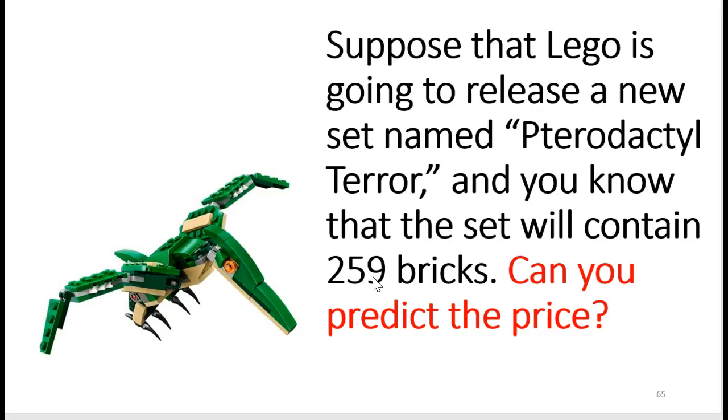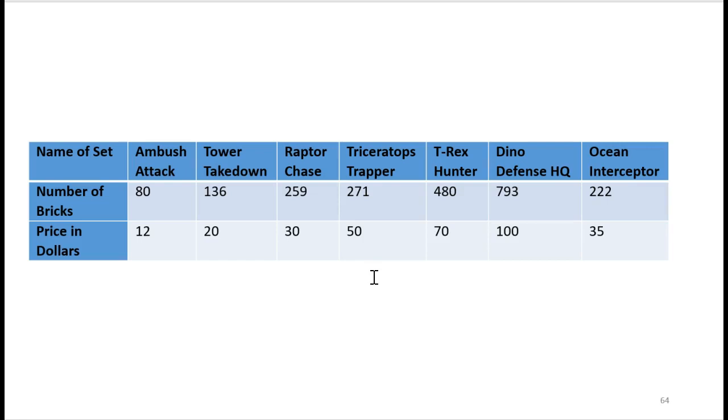Notice that the set Raptor Chase, if we go back to our data set here, also has 259 pieces. It is reasonable to think that Pterodactyl Terror will be priced around $30 since that is the price of Raptor Chase. Instead, suppose that the new set will have 530 pieces. Can you predict the price? This time we do not have any other sets with that many bricks. We can use a scatter plot to help us.